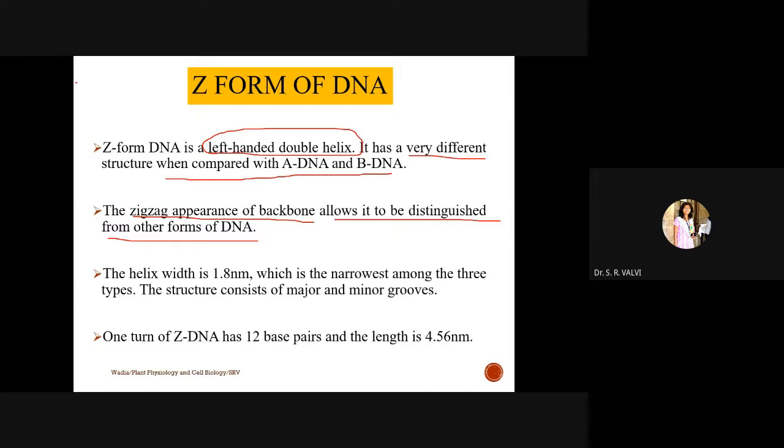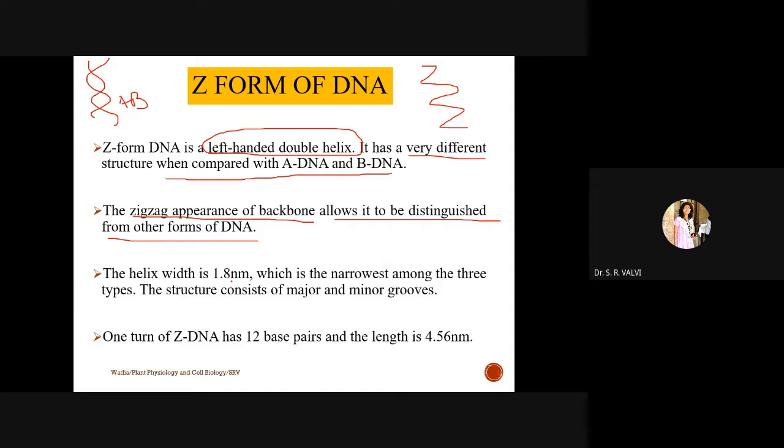In case of previous A and B, it appears like this, right? In case of this Z, it's going to appear in a Z manner, zigzag. Okay, right? So hence this form of DNA is called as what? Z form of DNA. Okay, zigzag appearance of backbone, right?